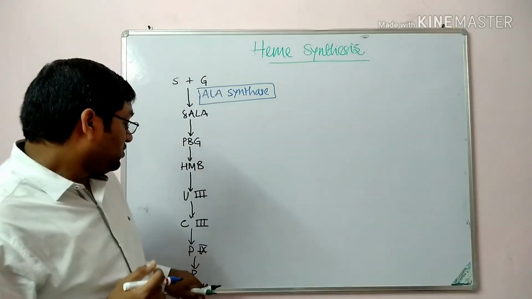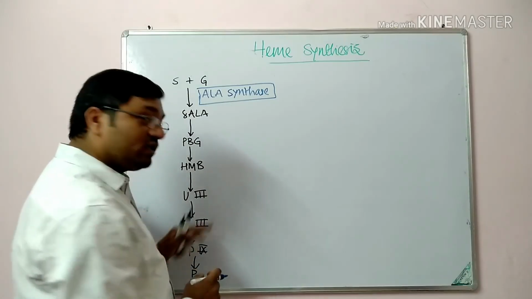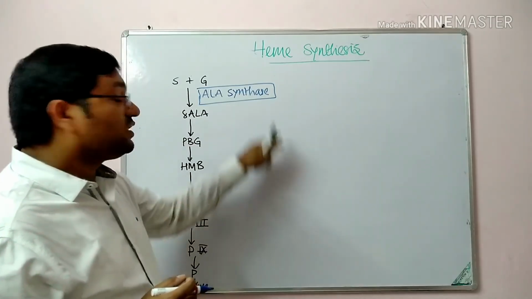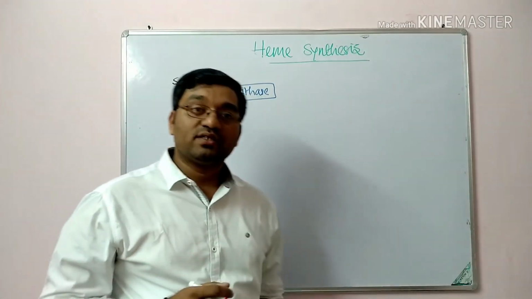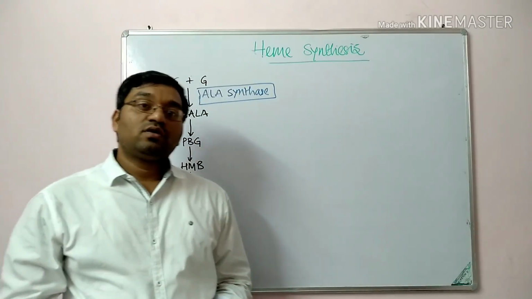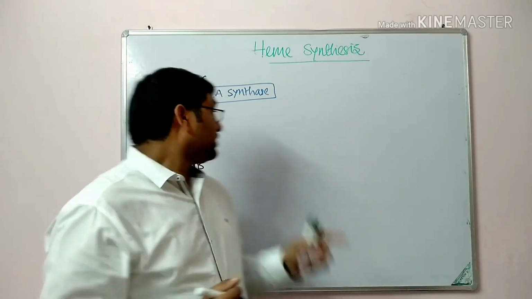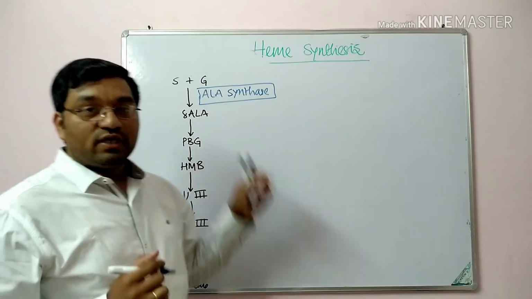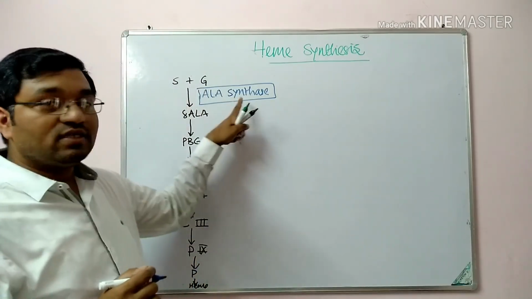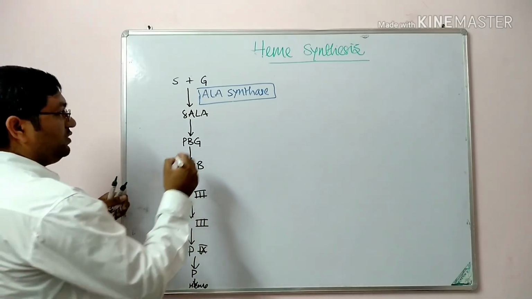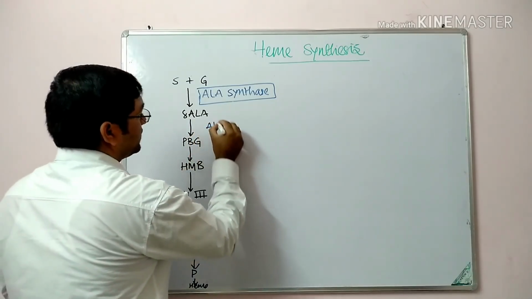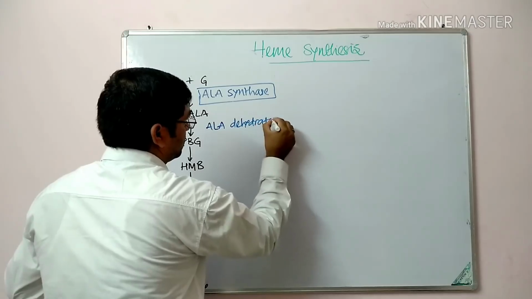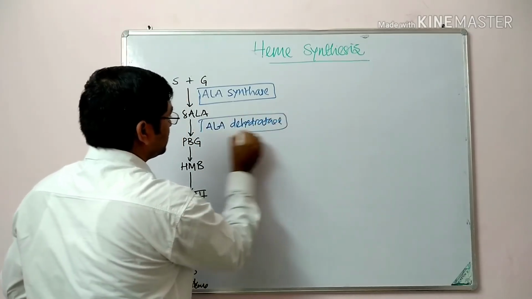Also, it is the rate limiting and regulatory step in this pathway, and it is regulated by feedback inhibition and also by repression and control of transport across the mitochondria. That is, ALA transport across the mitochondria is also regulated. So this one is the important enzyme ALA synthase. Then the second one is the ALA dehydratase. These are the two important enzymes.